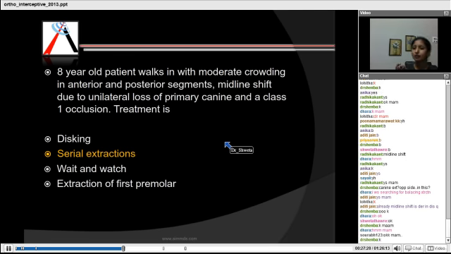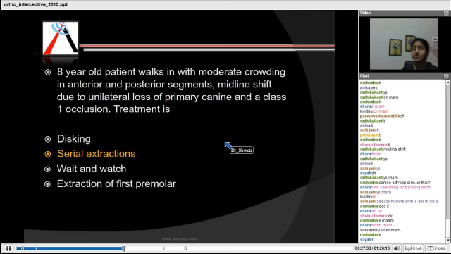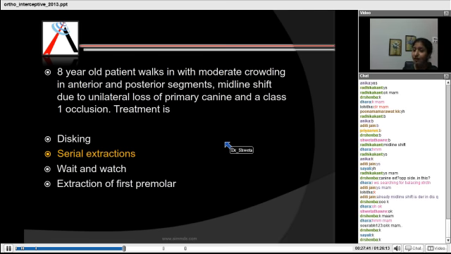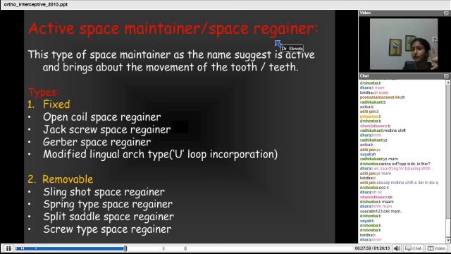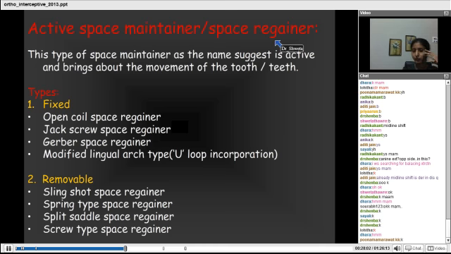So see, whenever you find a question, see the age. See which age the patient is. He is in a growing period or already a developed period. Then you see the clinical features. If it's an ortho question, then you see cephalometric features. If radiographic features are there, you have to evaluate all of them and then come to a diagnosis. Once you achieve a diagnosis, then only you can choose one of the options as treatment. So be very careful while doing that. Read the question 2 or 3 times. Okay, now we come to space regainers.